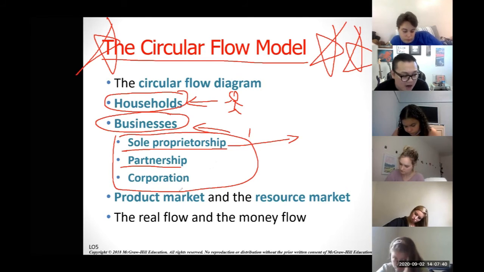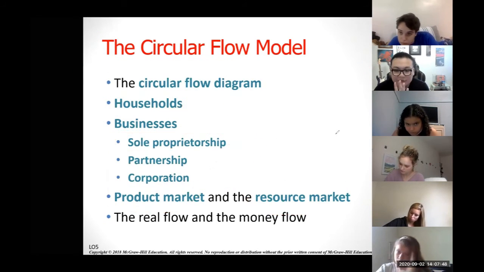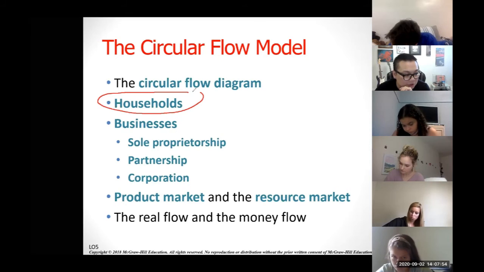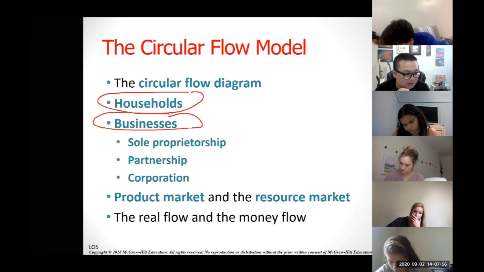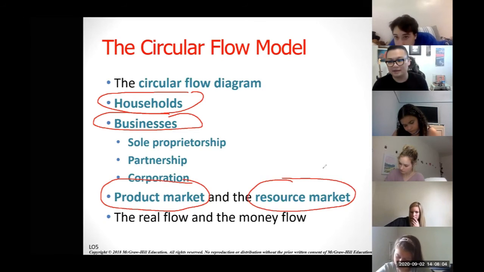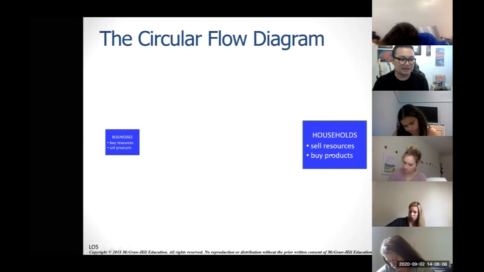And there are two markets, the product market and the resource market. So the key thing you need to know is that there are four very important parts for the circular flow model. There are two types of groups, the household and business, and two types of markets, the product market and the resource market. Once you know that, let's jump to the next slide.